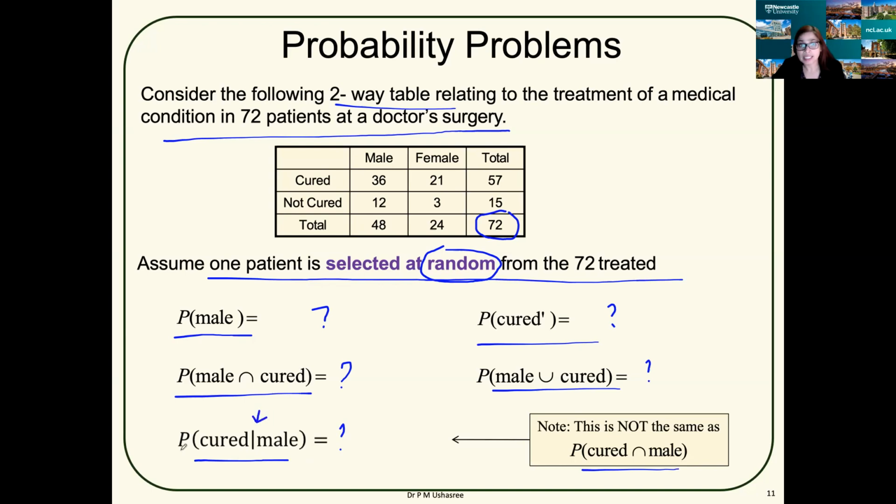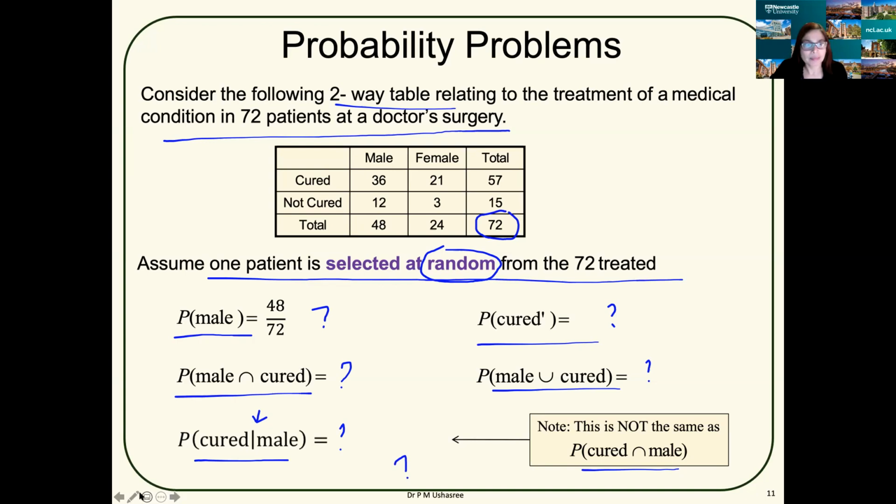This clearly says that you have already picked a male, and now you have to see what is the probability that the male you picked is cured or not. That's the meaning of this. You've already selected a male patient, and what is the probability that the selected male patient is cured or uncured? Okay, good.